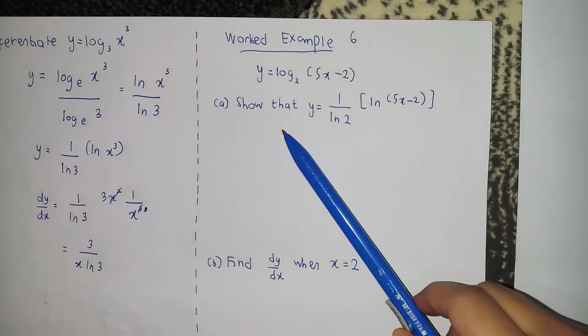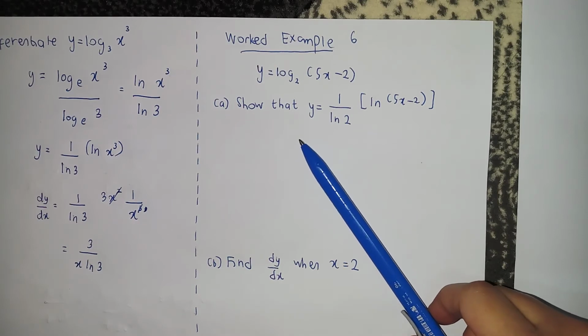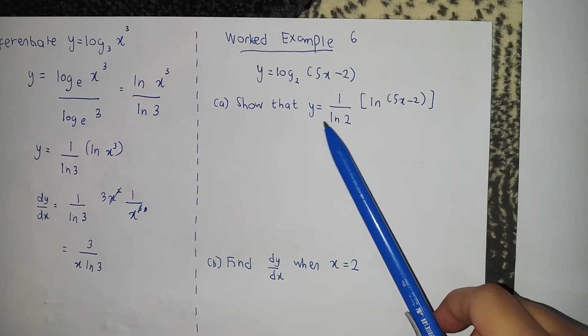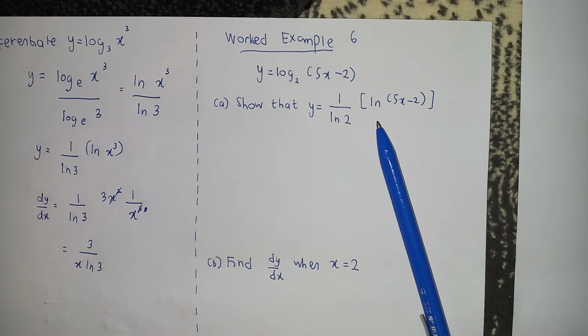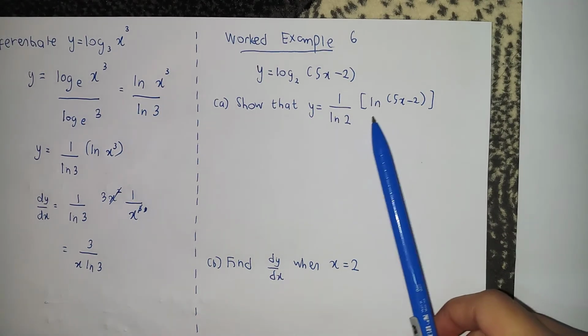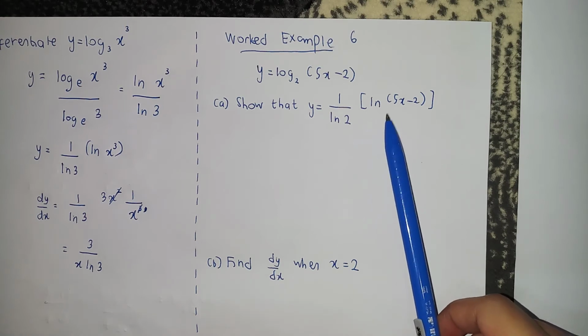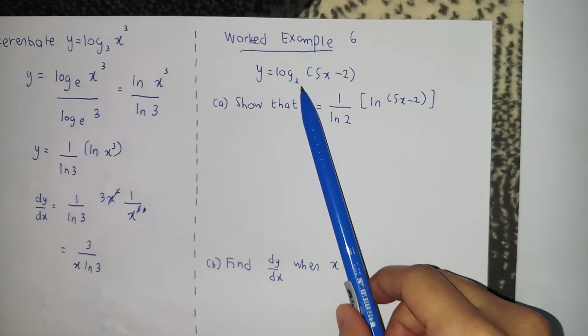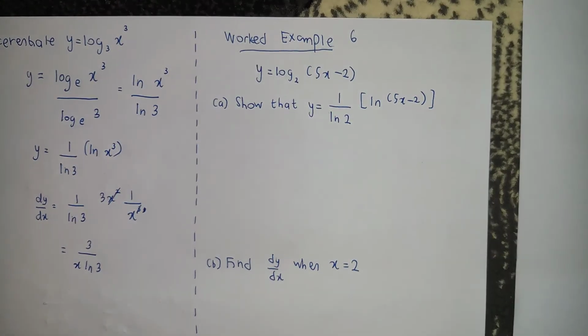question is you need to show that. Whenever the question asks you to show that, it means you need to end with that answer. You cannot start with that answer, you need to end with that answer. So as you can see, the answer here is with ln, which means the question wants us to change the base from 2 to base e. So let's do this together.